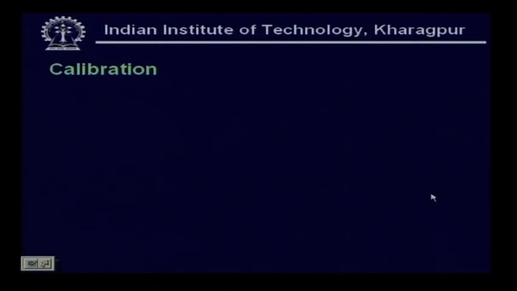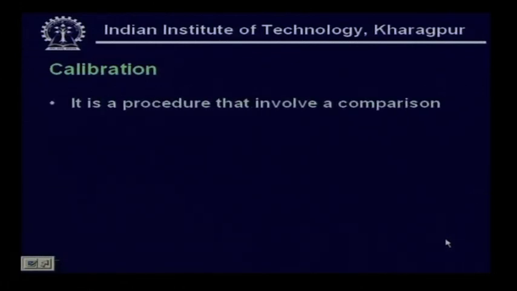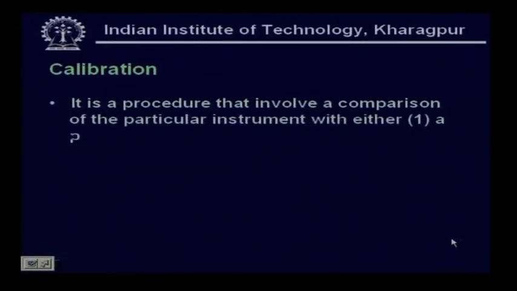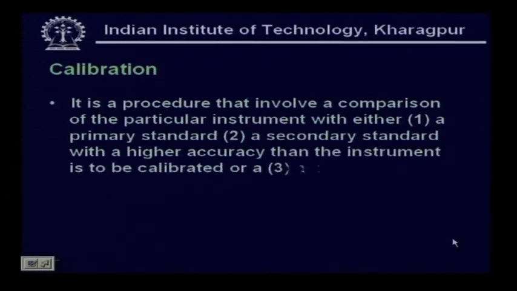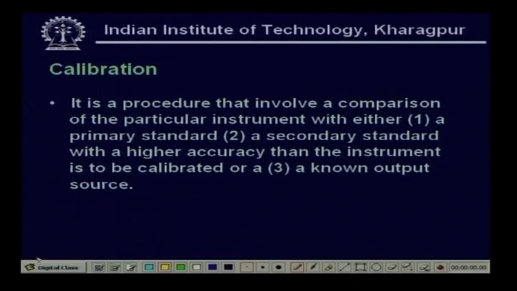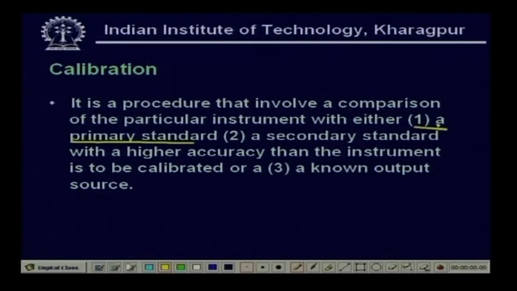Now, calibration is very important. It is a procedure that involves a comparison of the particular instrument with either, number 1, a primary standard, a secondary standard with higher accuracy than the instrument to be calibrated, or a known output source, right. What does it mean? With a primary standard, I can calibrate my instruments against a very accurate instrument by going to some national laboratory or some other places. I can calibrate that instrument with a secondary standard of higher accuracy. I can use some other instruments which I know are accurate.